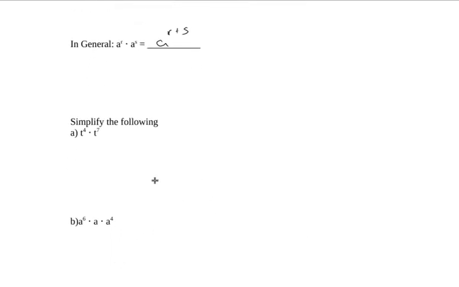Alright, so let's do some examples. T to the fourth times t to the seventh. These have the same base, which means I can just add those exponents. 4 plus 7 is 11. This is equal to t to the 11th.